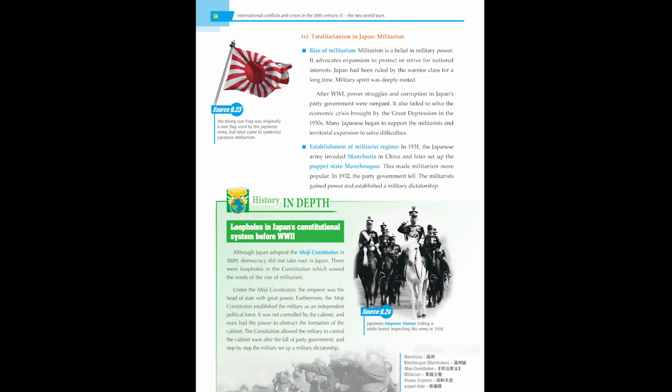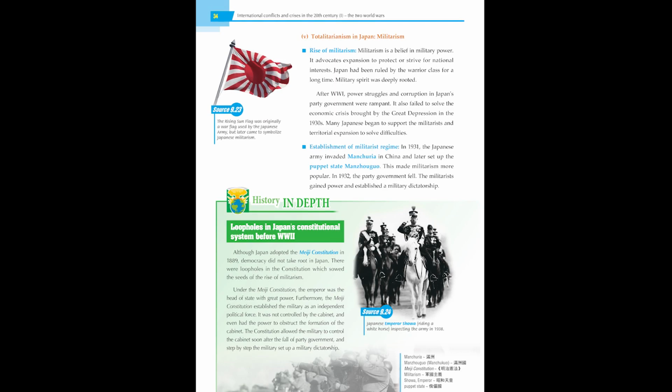History in depth. Loopholes in Japan's constitutional system before the Second World War. Although Japan adopted the Meiji Constitution in 1889, democracy did not take root in Japan. There were loopholes in the constitution which sowed the seeds of the rise of militarism.